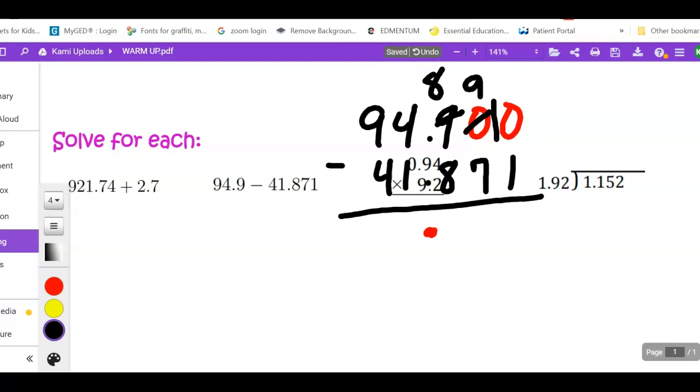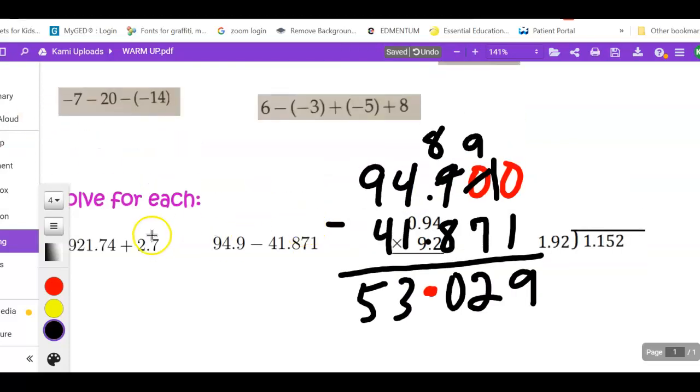I have 10 minus 1, which is 9. 9 minus 7, which is 2. 8 minus 8, 0. And then I can do my regular 4 minus 1, which is 3. And then my 9 minus 4, which is 5. There we go. 53.029. And remember, what's it going to be?